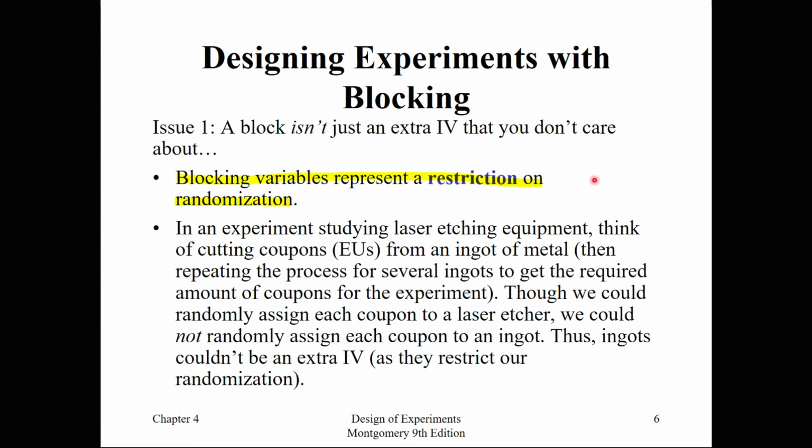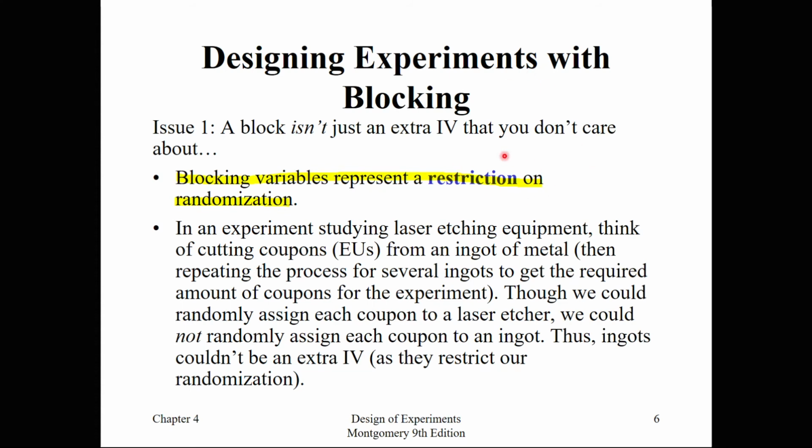Now there's some potential issues with that, but for the purposes of this current example, I could randomly assign this slice of metal to person 1, laser number 4, or person number 3, laser number 2, right? I could randomly assign this to that. But for blocking, I can't necessarily do that. There is a restriction on the randomization, so I consider that a blocking factor.